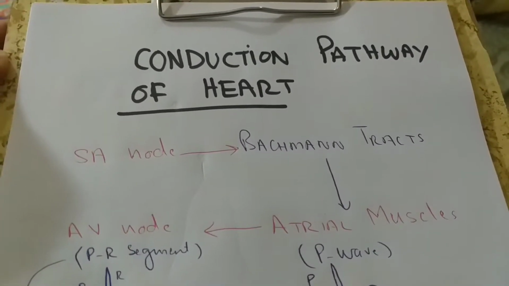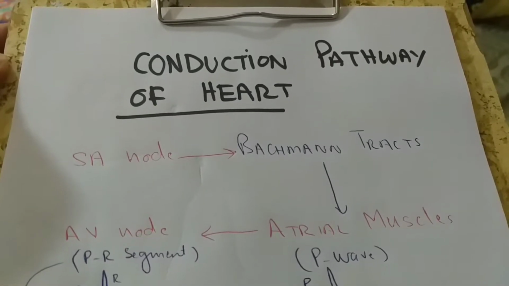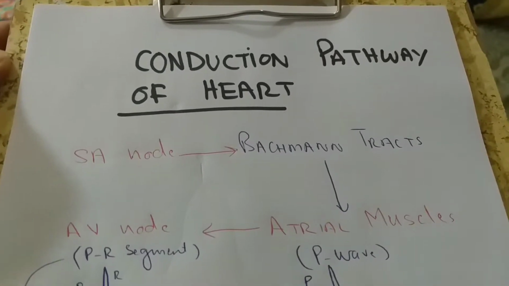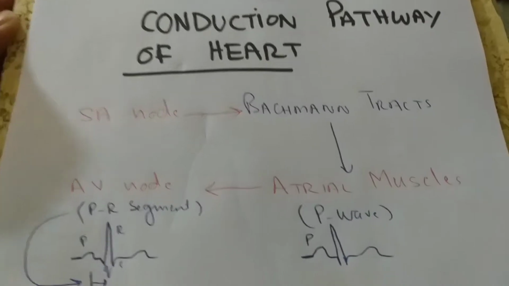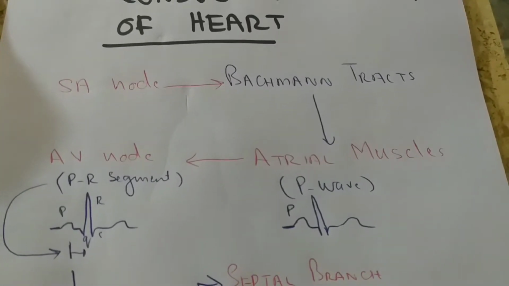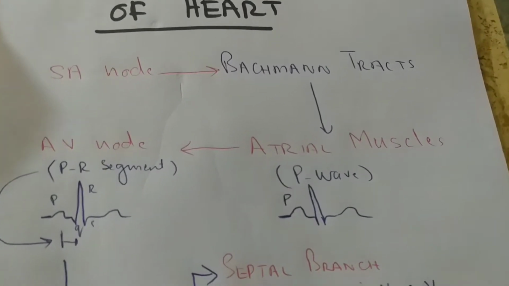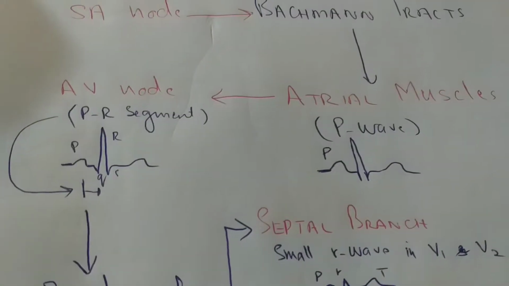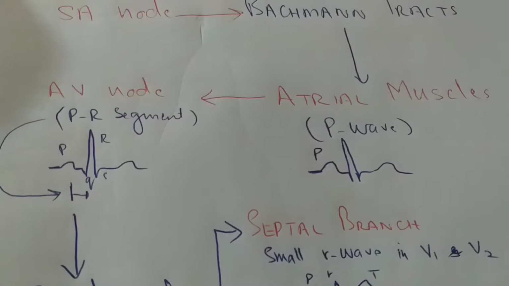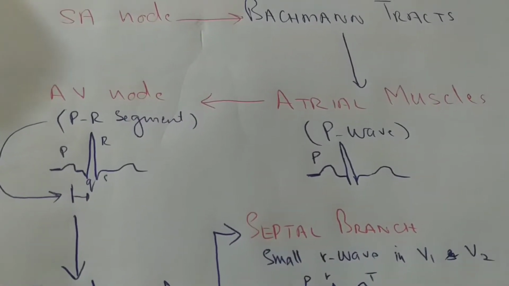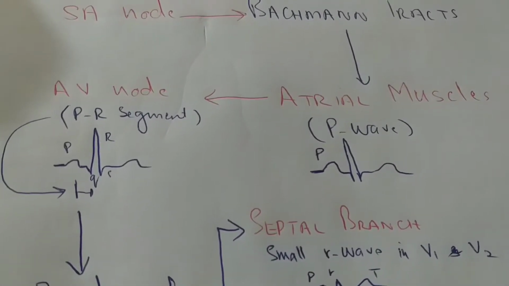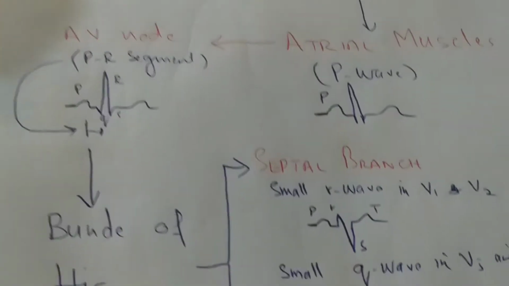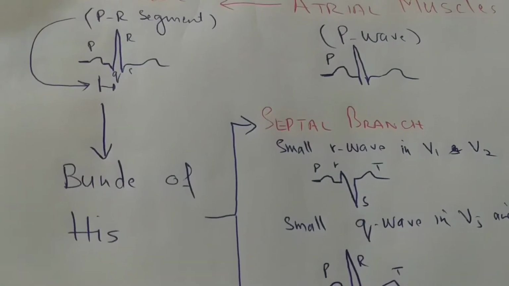The SA node automatically generates impulses which go towards the Bachmann's tracts and enter into the atrial muscle, which causes the generation of the P wave on the ECG paper. Then from the atrial muscle, it enters into the AV node, which is depicted on the ECG paper as the PR segment, from the end of the P wave to the start of the QRS complex. And from the AV node, it enters into the bundle of His.